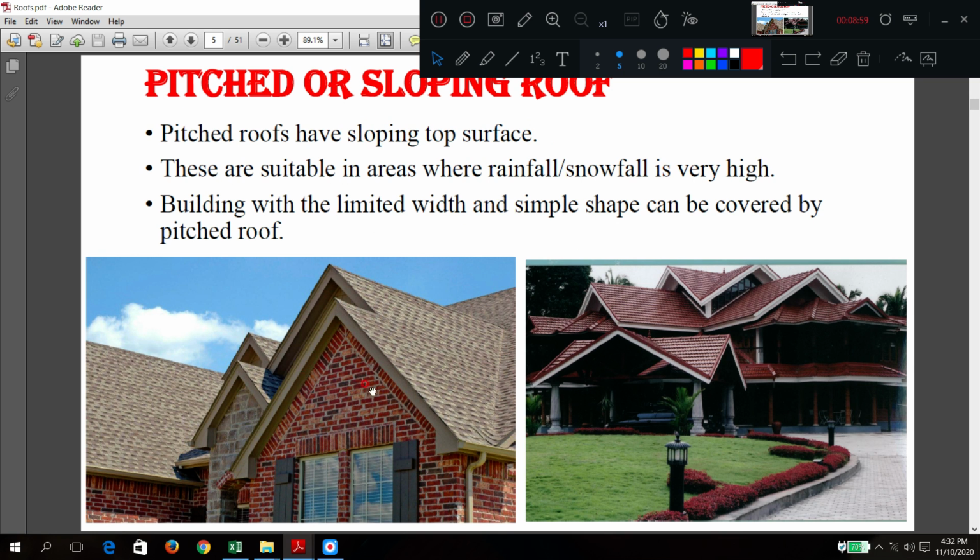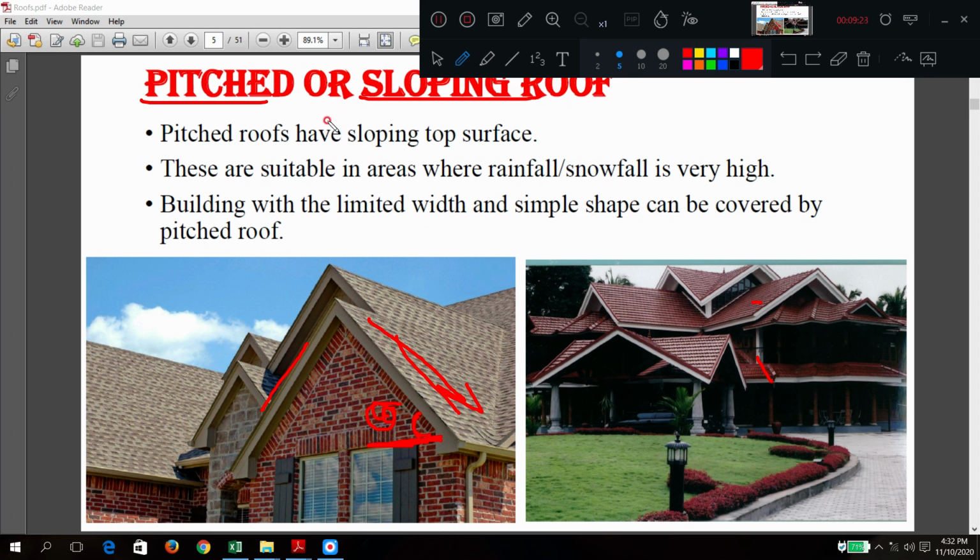So can you see this diagram? Pitched means you have slope. These are not flat, these are sloped. So with this there is a slope like this, and there is a horizontal. This angle theta is called the pitch of the roof.